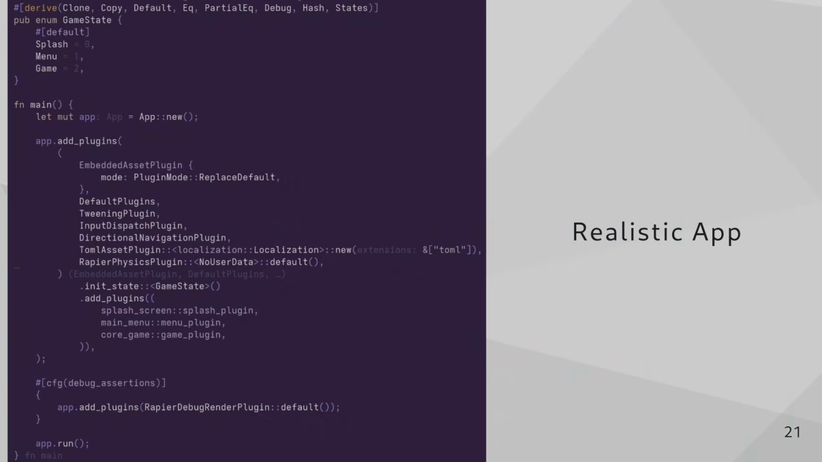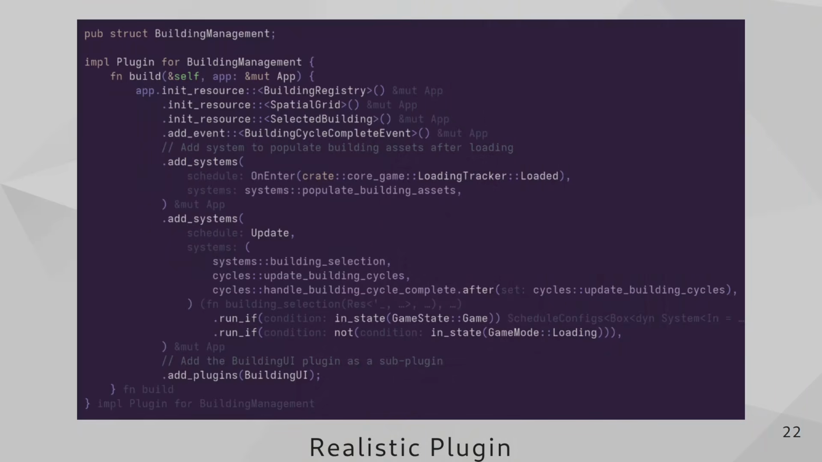We have our physics engine. I've switched physics engines since then. Our game state, and we have just 3 plugins here for the default build: our splash screen plugin, menu plugin, and game plugin. And you can see down here where you have this debug assertion, we add our debug rendering stuff so I can see all the grids and things only running in debug mode. So let's continue on here.